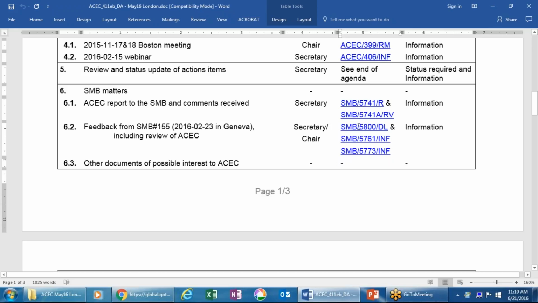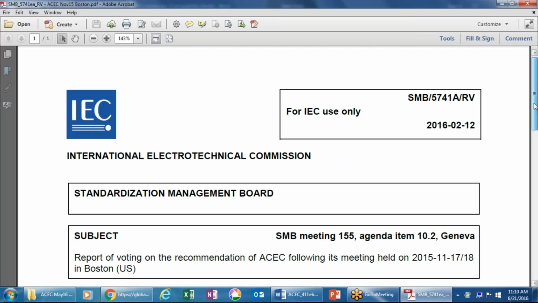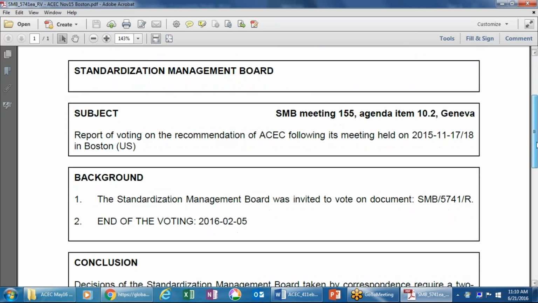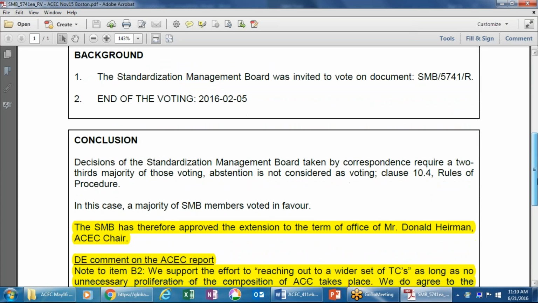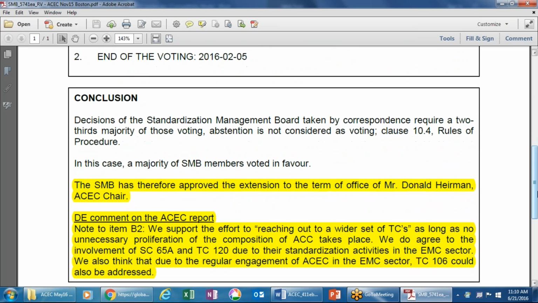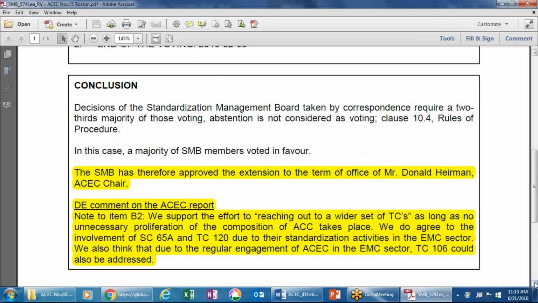So let me just open a few things here. And I'm going to have to be selective because we only have an hour, because this agenda took 16 hours to go through. We always have the ability to ask the standardization board for information, and they give a report back. The one I just brought up is the one that extended my term, which was approved. And then I gave a presentation to the SMB in February. I'm going to show a couple slides of that later on.